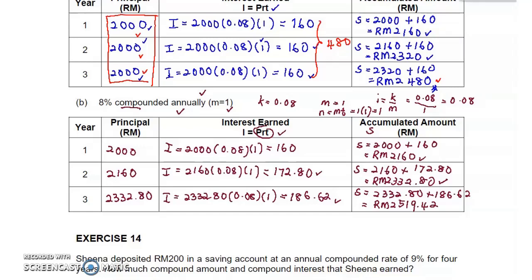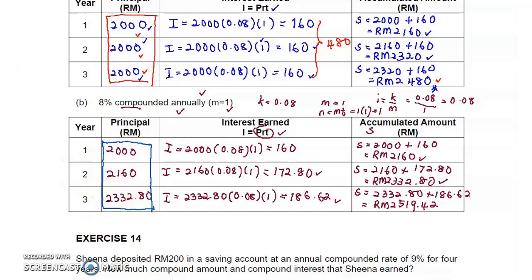Okay, so if you look at here, if using compound interest, the principal changes from year to year. But if we are using simple interest, it is always based on the original principal. So if you invest for 10 years, the principal is always based on 2000 ringgit. That is the case of simple interest. But if using compound interest, the principal will change from year to year.